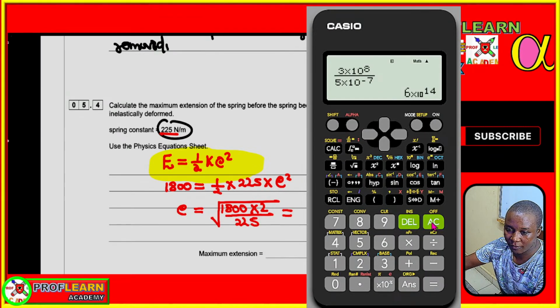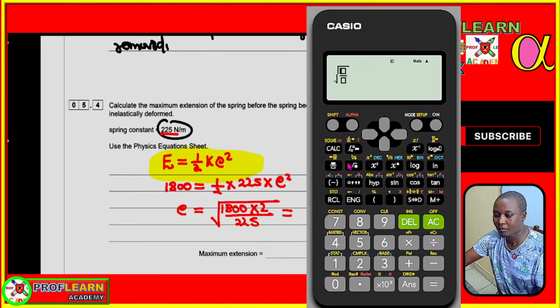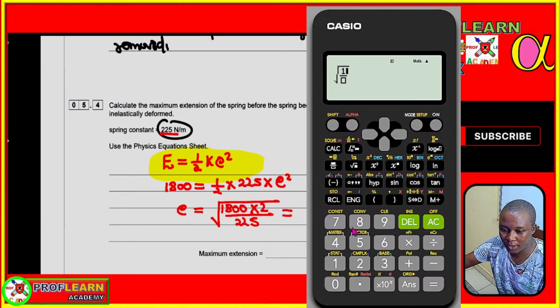Let me clear everything. So we are going to say this is going to be square root, then we put the fraction there. And this is going to be 1,800, which is multiplied by 2, and in the denominator we have 225.